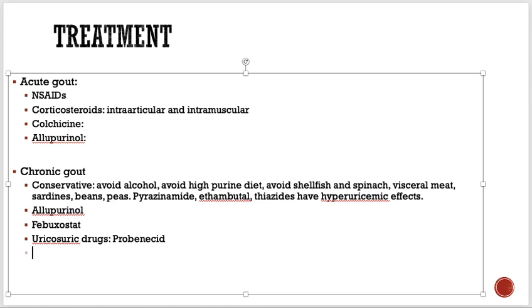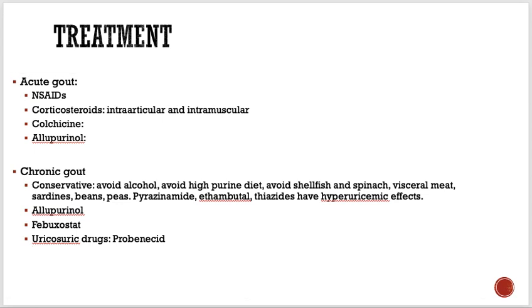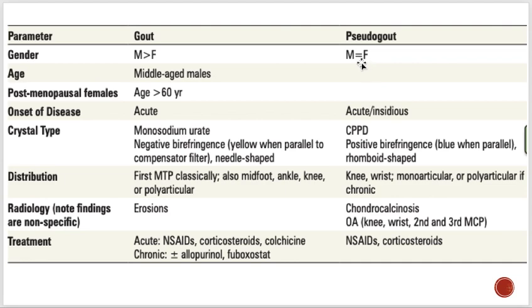And then what is left is pseudogout. Pseudogout is equal in male and female. What are the crystals? They are calcium pyrophosphate crystals. This one is mostly monoarticular, and for pseudogout, P for positive birefringent, P for polyarticular. So it mostly affects many of the joints.